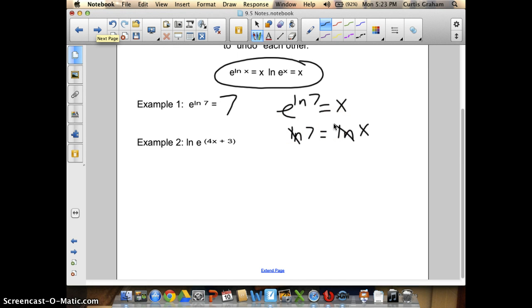Alright, why don't you guys go ahead and try example 2. Don't pause the video too long, because I'm sure you guys can figure it out pretty quick. Using this property right here, this is just equal to 4x plus 3.